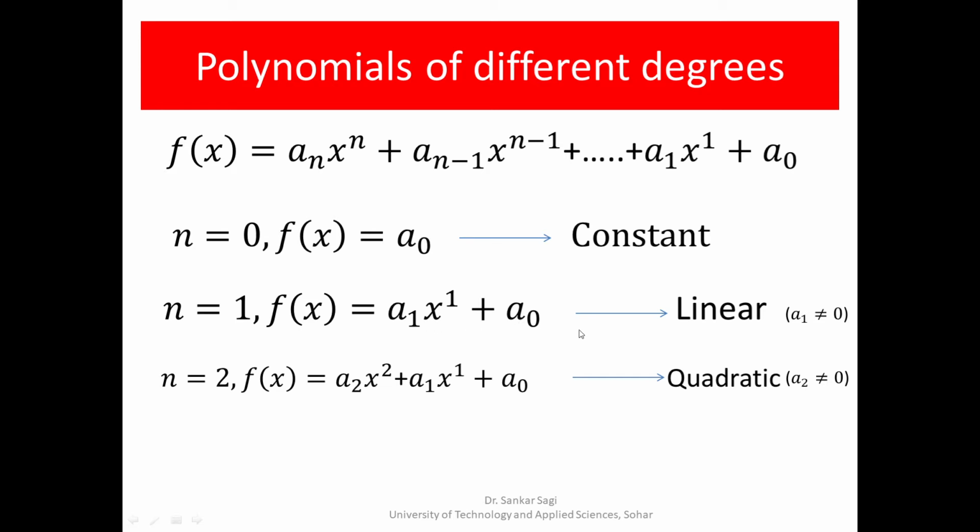We call it a linear expression, in which we will have x terms. And when n is equal to 2, it will be a polynomial of degree 2, where you will have x square terms, x terms and a constant. So these constants a0, a1 and a2 can be any constants, with the condition that a2 should not be 0. That means the coefficient of x square is not equal to 0. Then it is a quadratic function.